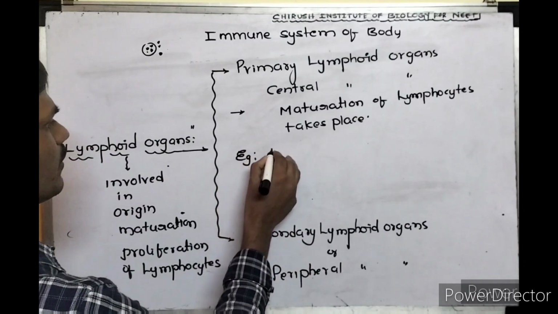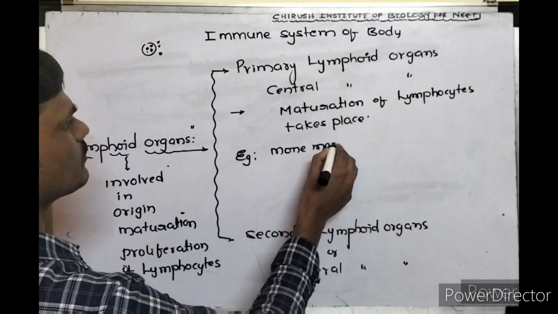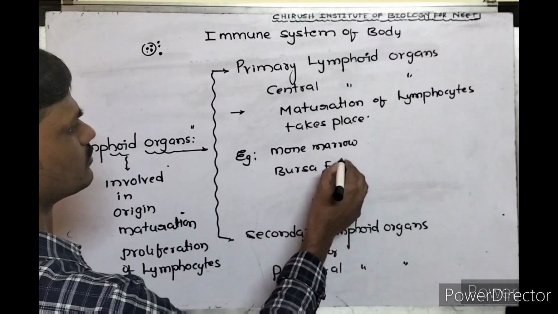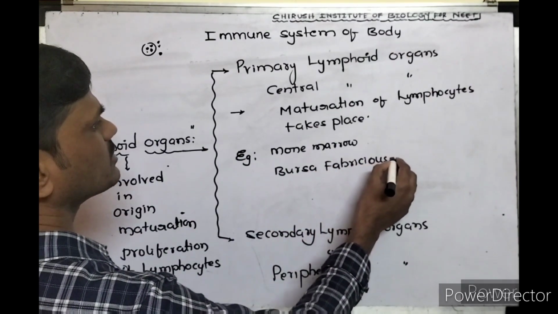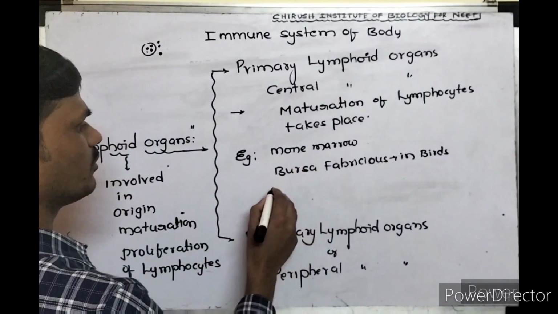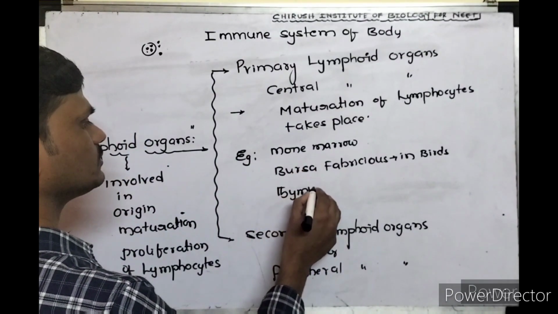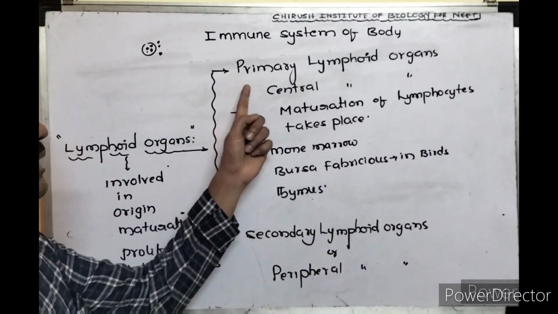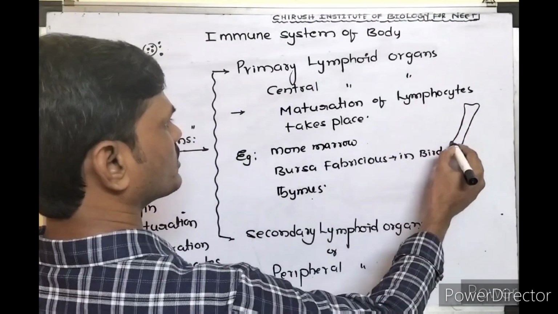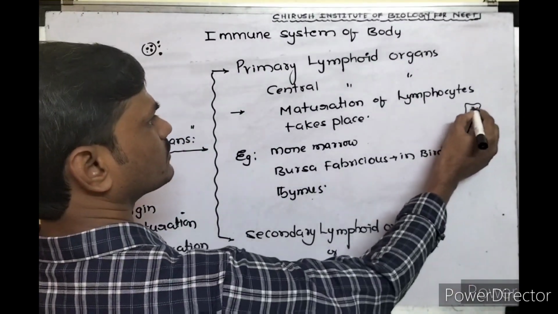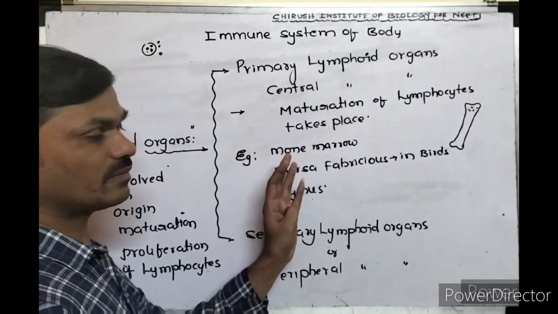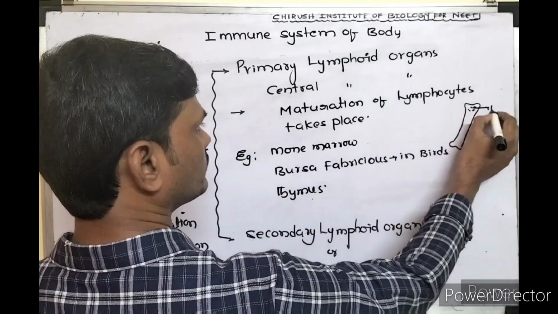Example: bone marrow, bursa fabricius in case of the birds, acting as a primary lymphoid organ. Bone marrow and thymus. So these are the primary lymphoid organs. We know that bone marrow is the primary site of the production of all blood cells, including lymphocytes. All blood cells, RBC, WBC, platelets, including lymphocyte production, originate in red bone marrow.